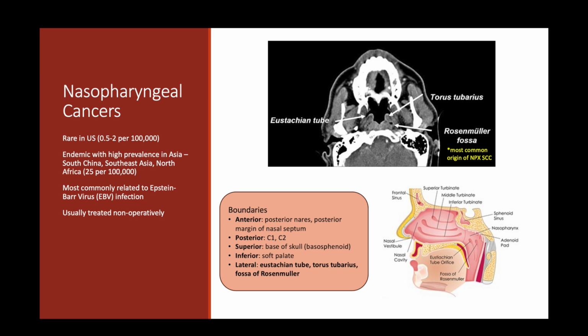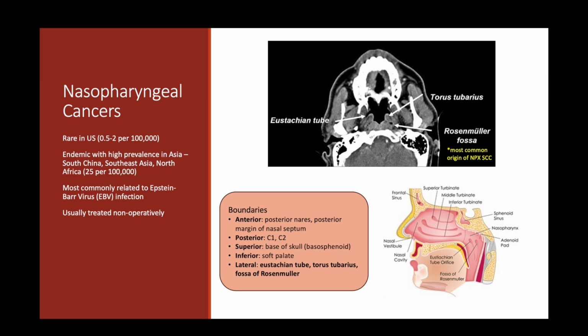And in terms of the boundaries of the nasopharynx, remember we have the posterior nares and the posterior margin of the nasal septum anteriorly. Posteriorly, it's actually bounded by the C1 and C2 vertebral bodies. Superiorly, the boundary is the base of skull or the basosphenoid. Inferiorly, our boundary is the soft palate, because inferior to that, we're then getting into the oropharynx. And then laterally, it's those areas that I pointed out earlier, which are the eustachian tube, torus tubarius, and the fossa of Rosenmuller.